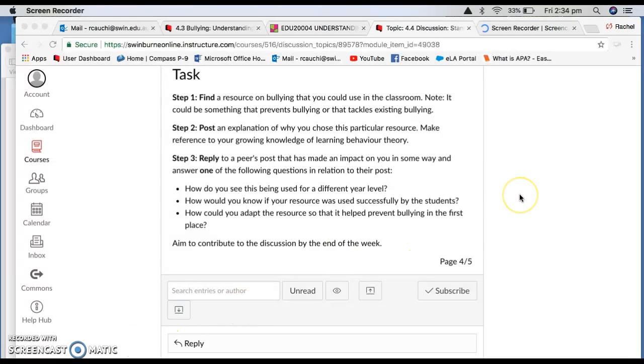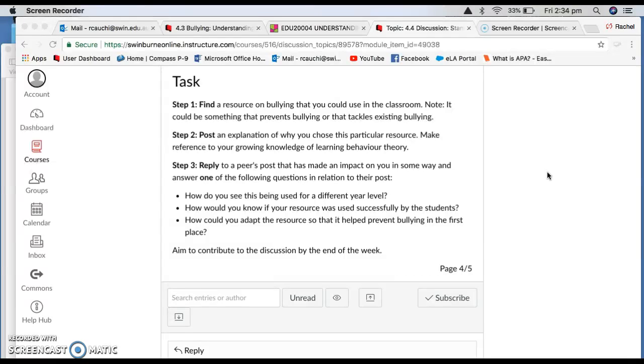So to have a little bit of a practice, our task this week is to have a look at bullying. So we're going to have a look at some bullying resources. Now the reading this week is to do with friendship, and it is quite long and there are quite a few ideas in there. So I thought I'd just pull out some of the things that I found interesting.